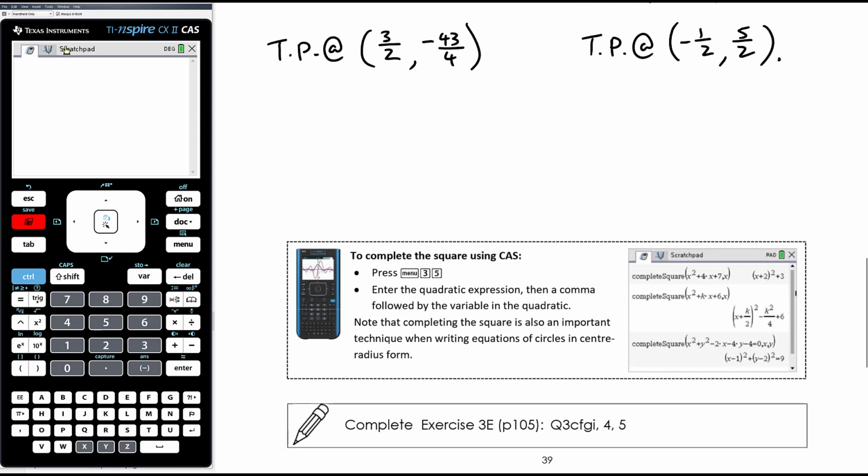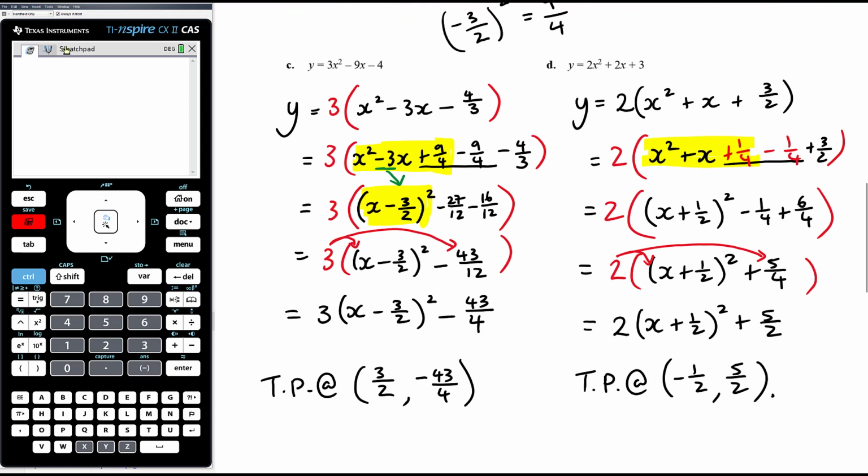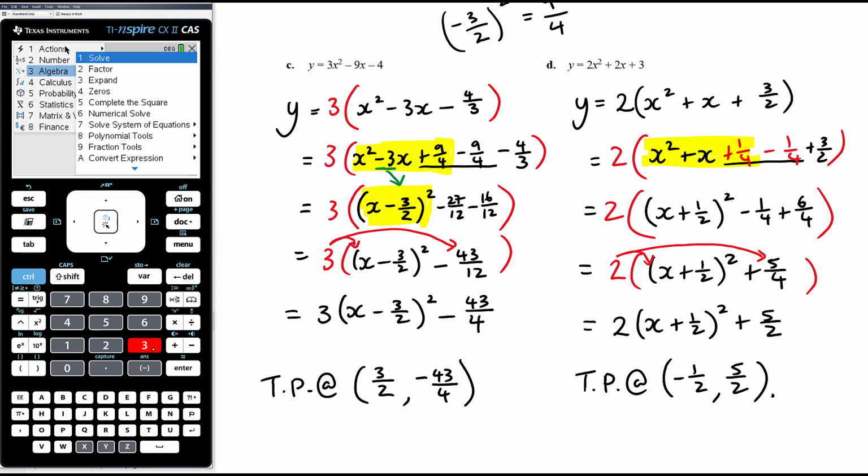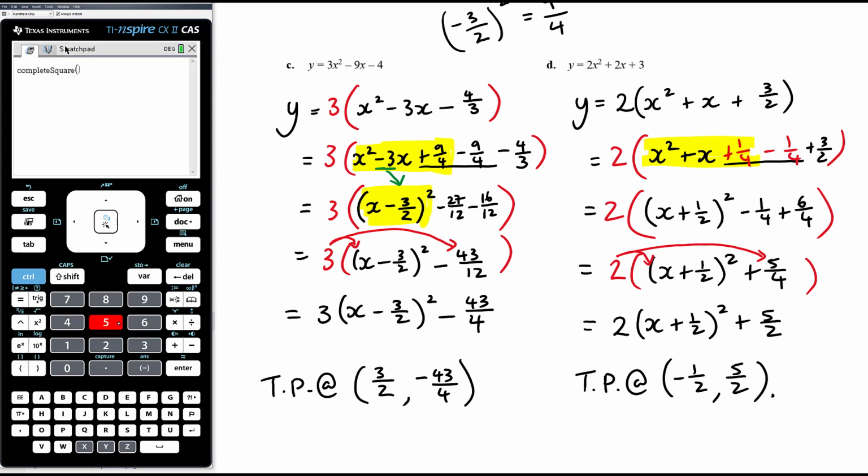Okay, let's just check our answers using our CAS and to just practice being able to complete the square. So let's have a look at this last example here. Menu 3 for algebra, 5 for complete the square. Simply type in your function, 2x squared plus 2x plus 3, comma x to complete the square for x.